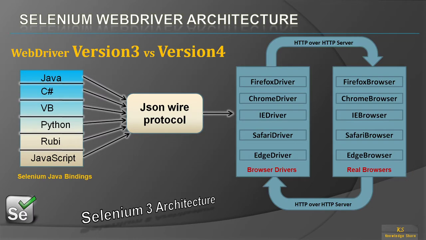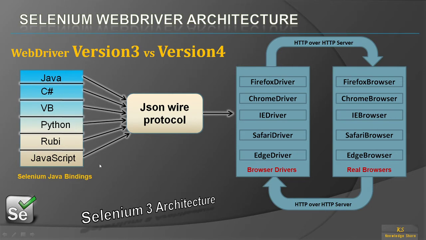We will see version 3 first and then we will jump to version 4 and discuss what the improvements in version 4 are. Now coming to version 3, on the left side you see the different language bindings: Java, C Sharp, VB, Python, Ruby, JavaScript. These are all the languages, and there are also a few other languages supported by WebDriver, right? This is called the client libraries, where you have your program.